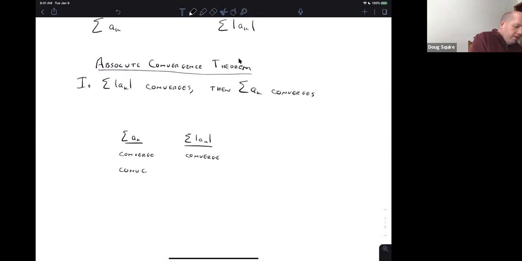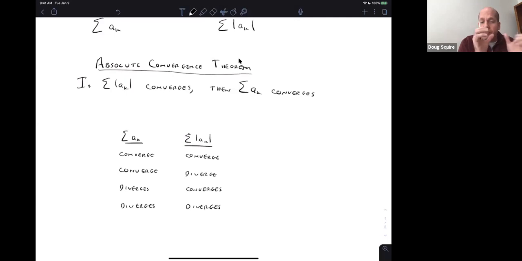I'm going to write the four combinations of these. So if that converges and that diverges, if this diverges and this converges, and if this diverges and this diverges. So if we think about that theorem, and we think about these various combinations, these are all the four combinations of if one of them converges, the other one diverges, or whatever.